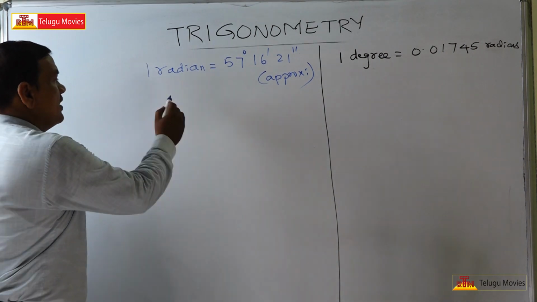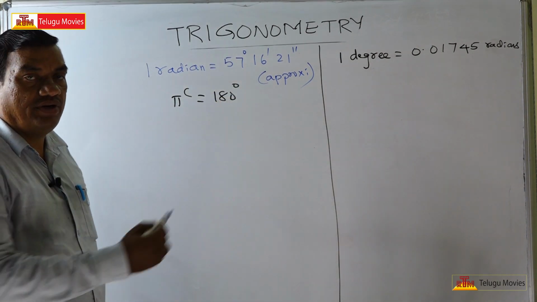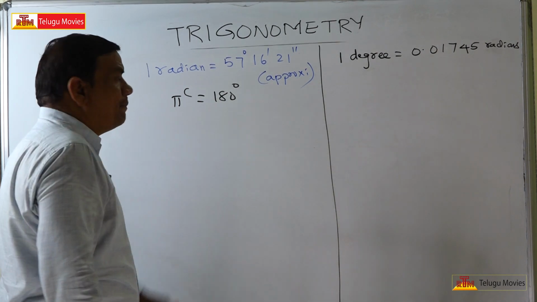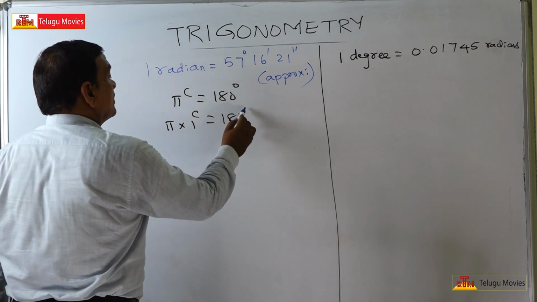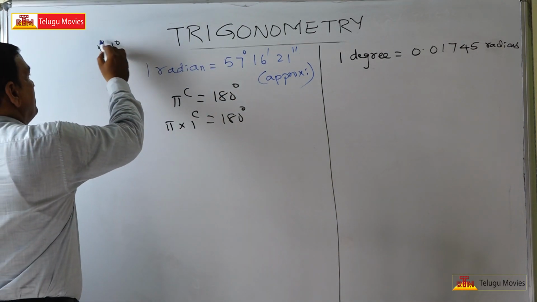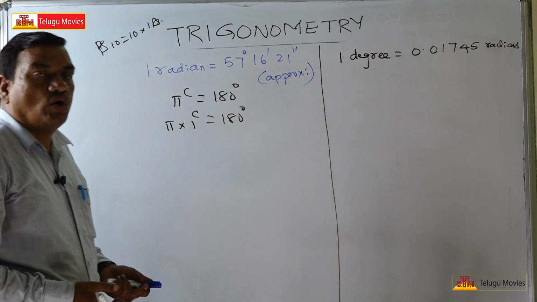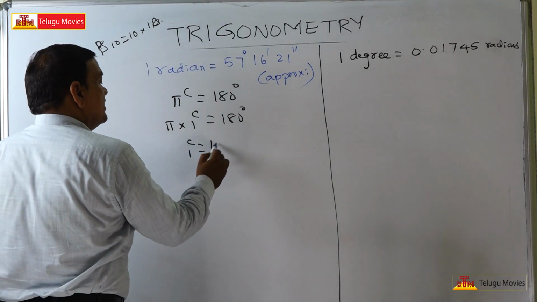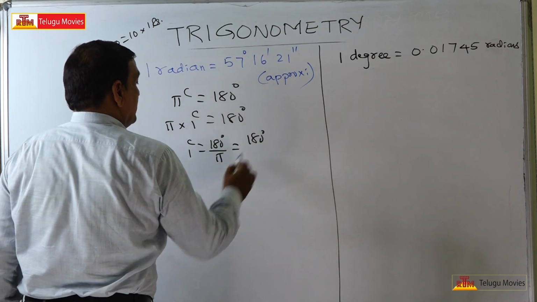We know that pi radians is equal to 180 degrees. I already proved this in the previous classes. Pi radians means what? Pi into 1 radian. Just like 10 rupees means 10 into 1 rupee, and 20 kilometers means 20 into 1 kilometer. So here also, 1 radian is equal to 180 degrees by pi, that is, 180 by pi.